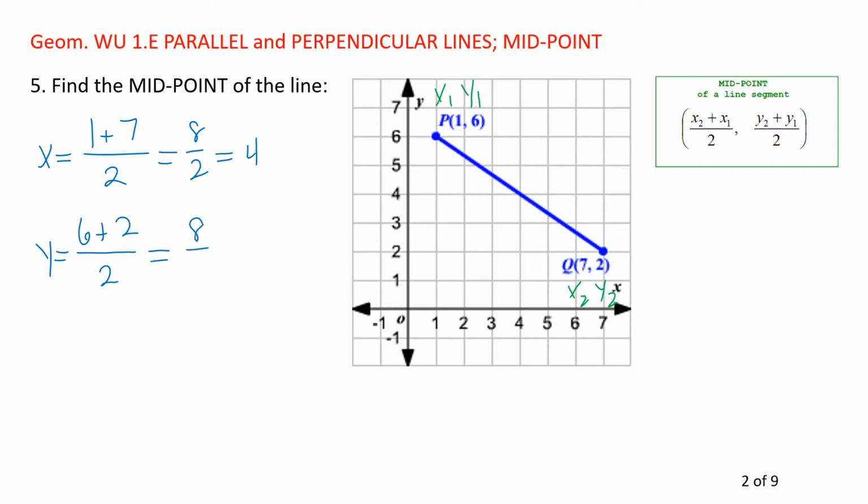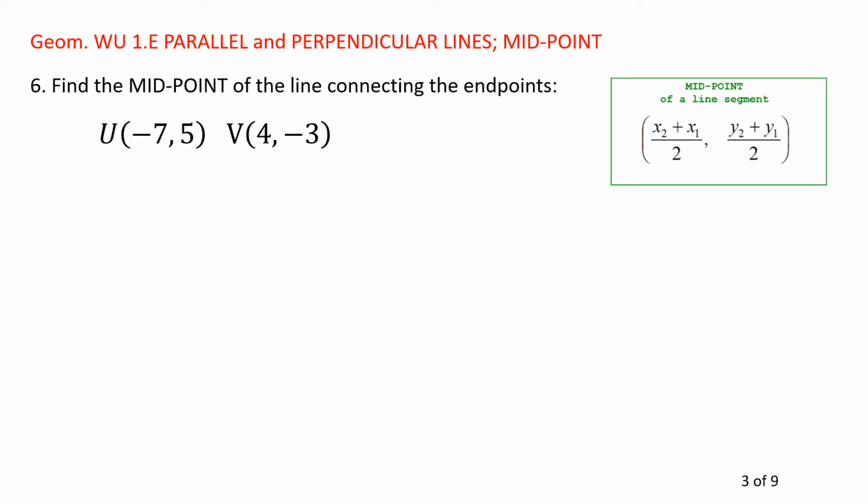8 over 2 is 4 again. Is it 4 comma 4? The midpoint of that segment is 4 comma 4, so if you actually go over 4, up 4, you do indeed find that's the midpoint. Basically, add your x's, divide by 2, add your y's, divide by 2.